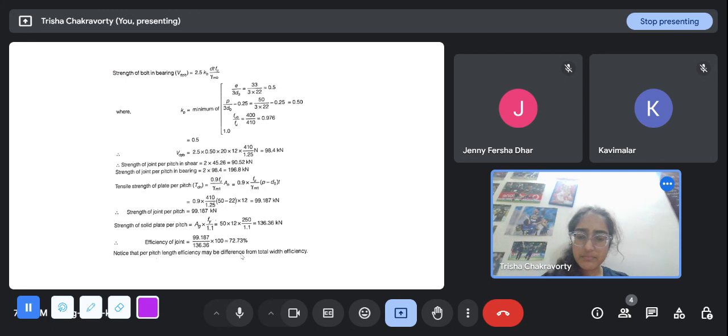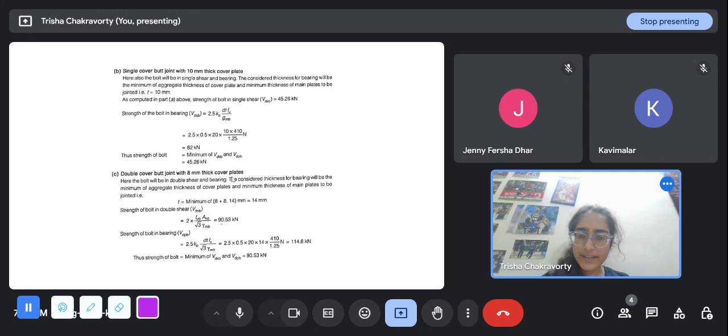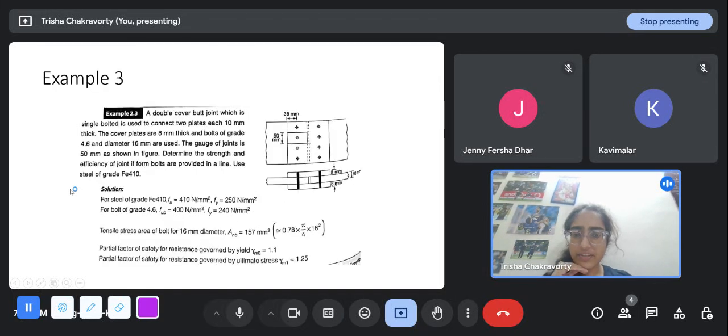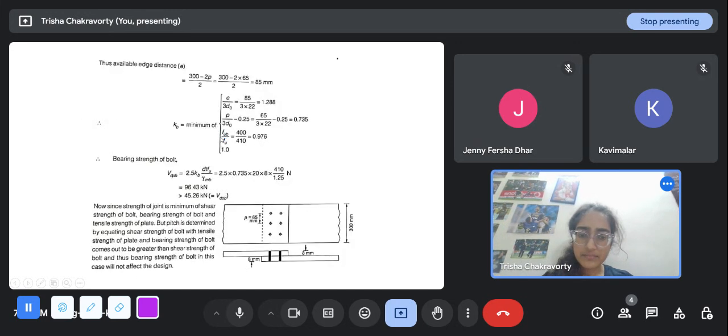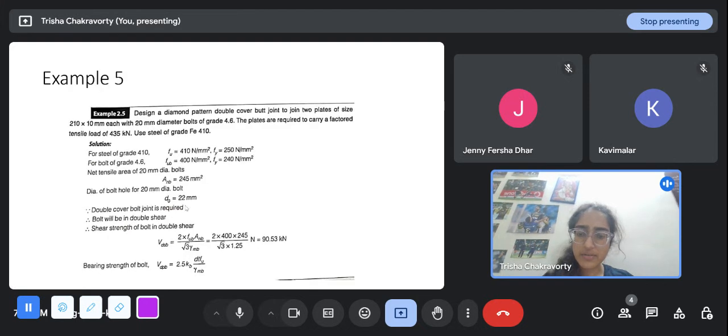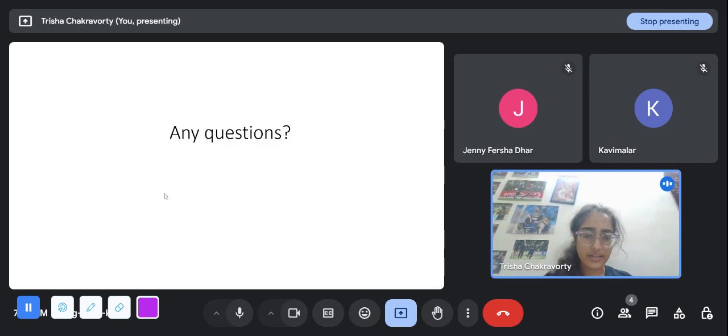Okay, so this basically covers the bolted connections. Next class we'll look at welded connections. These are some other questions, but they work on the same principles. You just have to identify the variations, maybe the grades will be different, the number of shear planes will be different, and that's all. So the formulas used will be basically these three only: the bearing strength, tensile strength, and shearing strength.